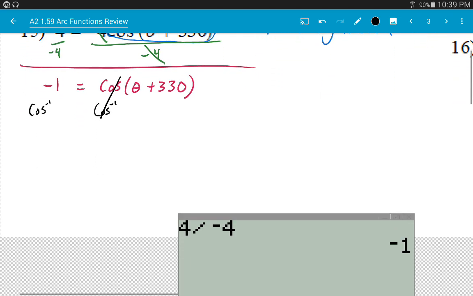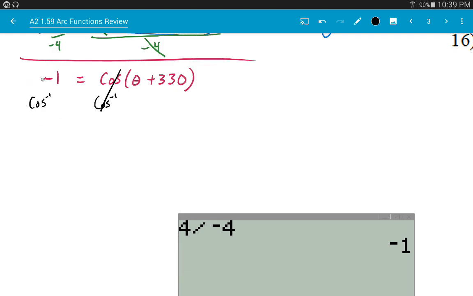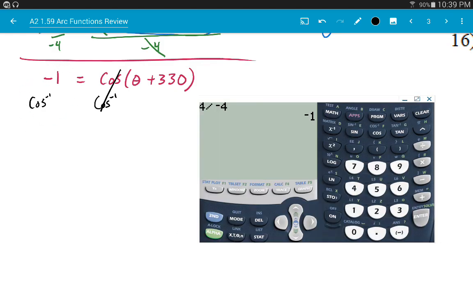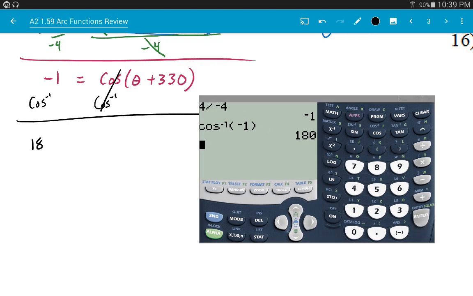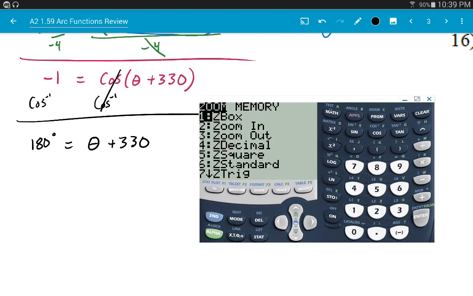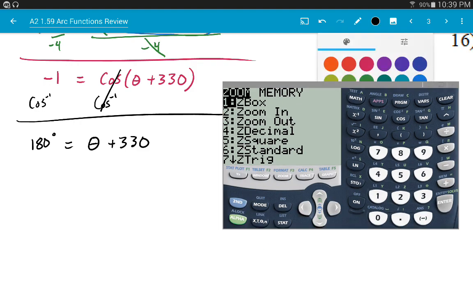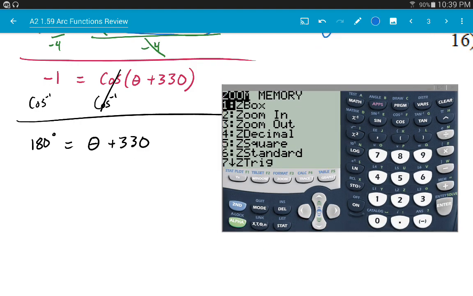These will cancel. I'm just going to need my calculator to tell me what this left-hand side is. So let me check real quick. The arc cosine of negative 1, arc cosine of negative 1. Okay, that's 180. So I've got 180, I think it's in degrees, because that's my mode, is equal to theta plus 330. And to get theta by itself, my last and final move is to get rid of the 330. So I'm going to minus 330 from both sides.